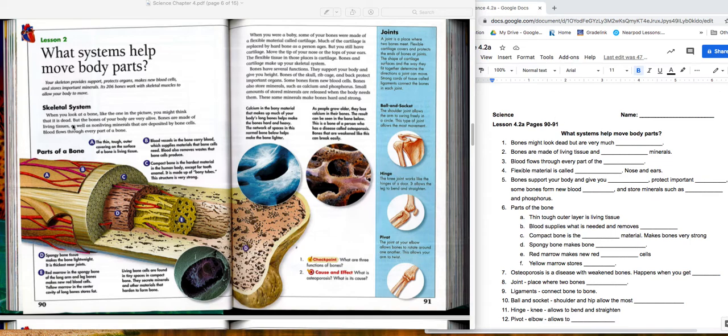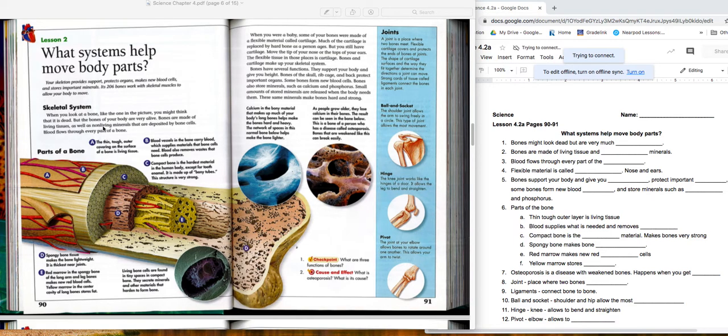Let's get started. When you look at a bone like the one in this picture, you might think that it's dead, but the bones of your body are very much alive. So number one, guys, these are living things. Bones are made of living tissues as well as non-living minerals. Non-living, guys, isn't the same as dead. Dead was once alive and now died. Non-living says it was never a living thing. So we have minerals in our bones, calcium, phosphorus, things like that, that are not living things.